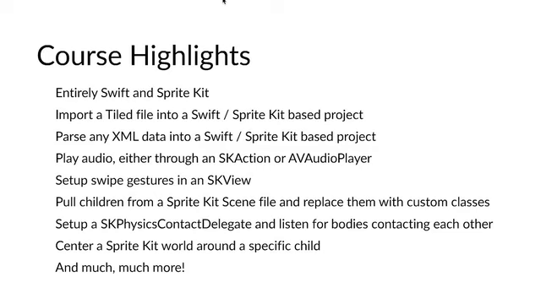We'll pull children out of the Sprite Kit scene file and replace them with our own custom classes. And that's an important note because, as it is right now in the Sprite Kit scene editor, you can't use your own classes, things like hero, enemy. So you essentially just lay out dummy objects and then take a look at those and replace them with your own custom classes. We'll also set up an SK Physics contact delegate and listen for bodies contacting each other, colliding against each other, and we'll center the entire Sprite Kit world around a specific node, which is going to be our hero.